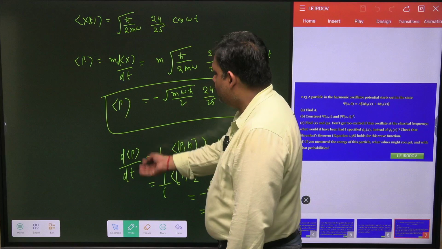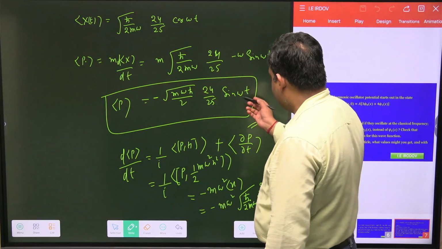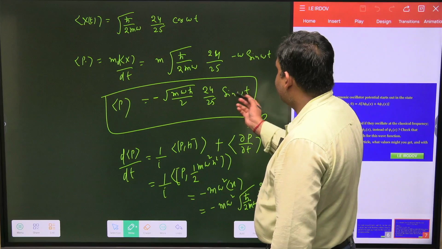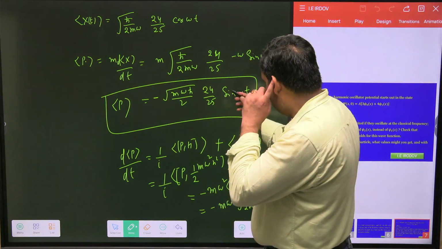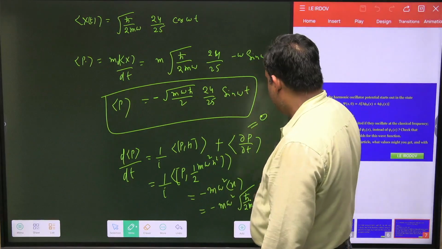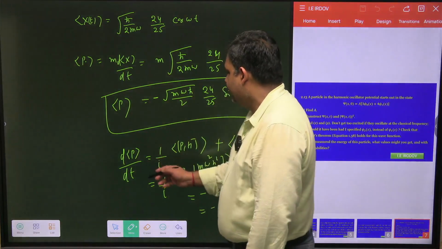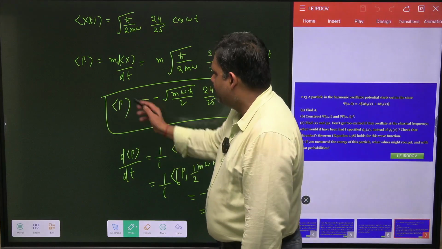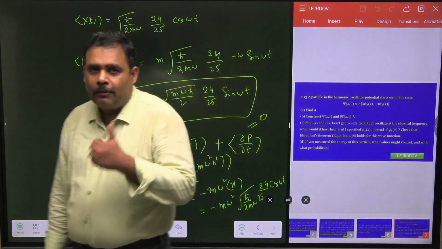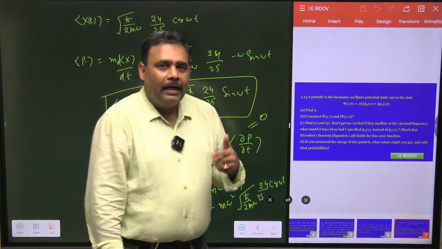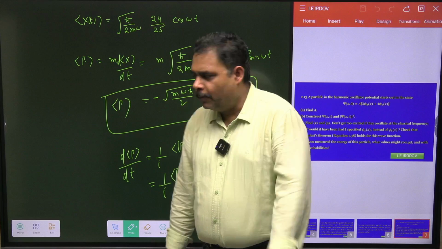And when we differentiate with respect to time, then what will happen? This sine will go into cos, so we will get something, the same thing we are getting from there also. So we can just compare both sides and we will get exactly dp/dt. When we get dp/dt, we will get exactly the same thing. So yes, it follows the Ehrenfest theorem, which is equivalent to Newton's law if we are talking about the rate of change of momentum.